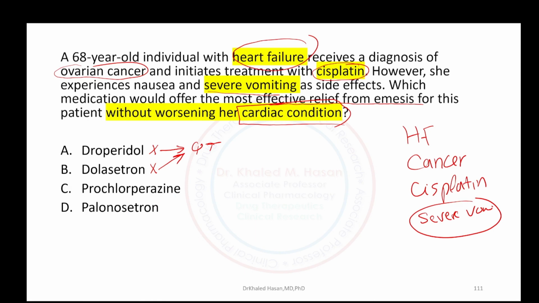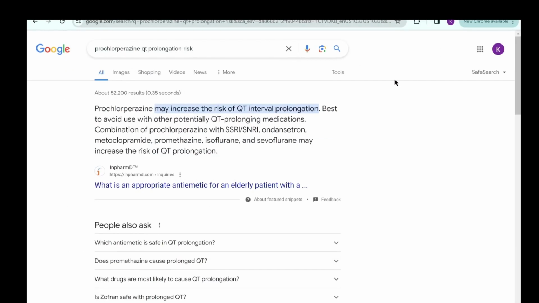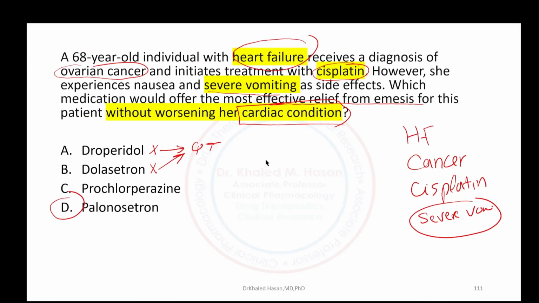Moving to choice D, granisetron. That may be the correct answer for this case. Why don't we use prochlorperazine in this patient? Let me share the screen with you so you can see what we have here. They said prochlorperazine may increase the risk of QT interval prolongation. It's best to avoid its use with other potential QT prolonging medications, so we don't recommend using it. For this reason, the correct one will be the last option.